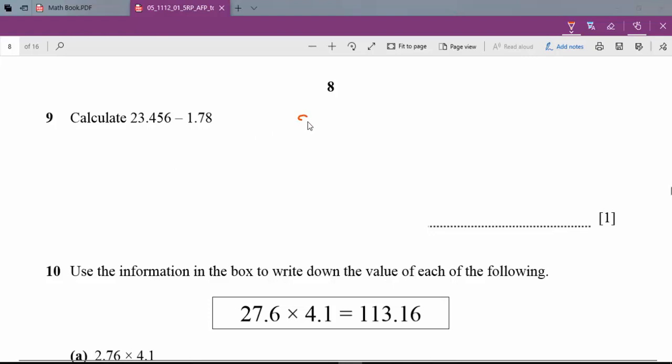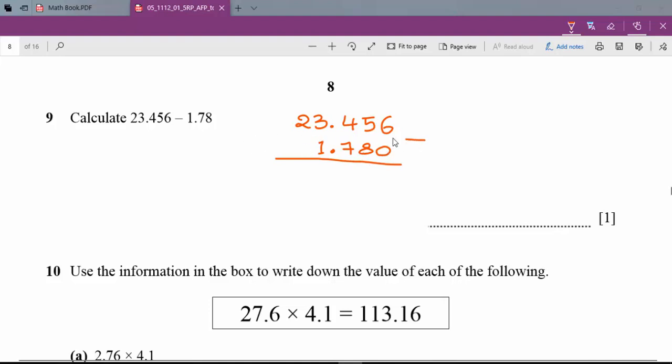Subtraction. 23.456 minus 1.78. The most important thing when you subtract or when you add decimal numbers without calculator, you must copy the decimal point under the decimal point. Then you see how many decimal places are there. So here we have 3 decimal places, here we have 2. It's okay to add a 0 by the end. And here it's fine if you leave it empty.